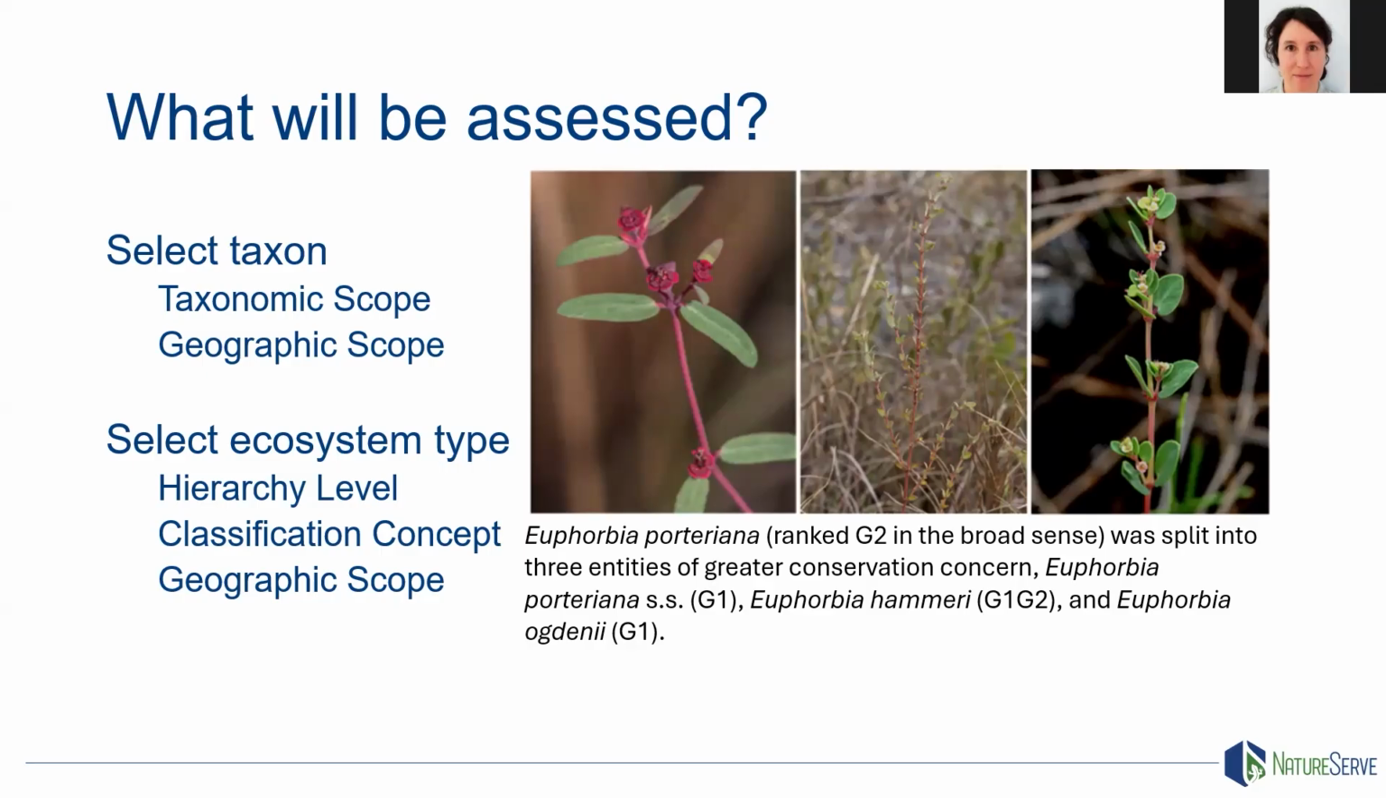Understanding the target defines the taxonomy and geography, which set the stage for all steps that follow. Understanding the taxonomic concept of your target is critical. What if your target was Euphorbia porteriana? Two new species were recently split from it, Euphorbia hammeri and Euphorbia ogdenii. Sometimes there's disagreement on such splits. So would you be assessing Euphorbia porteriana in the broad sense, before it was divided into 3 species, or in the narrow sense? This decision determines the geographic scope of the assessment. The combination of taxonomy and geography set the boundaries for your assessment.